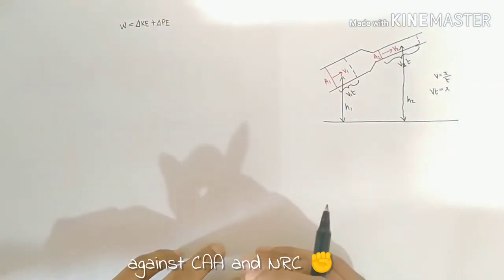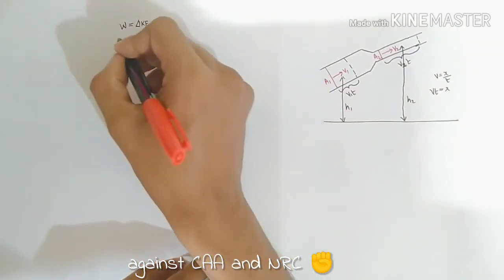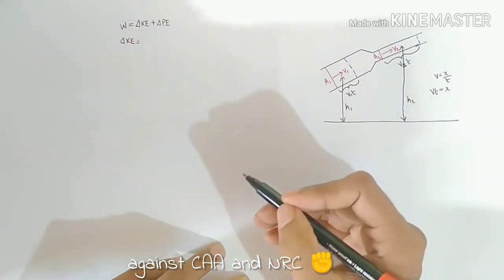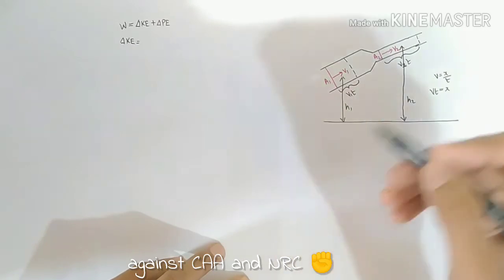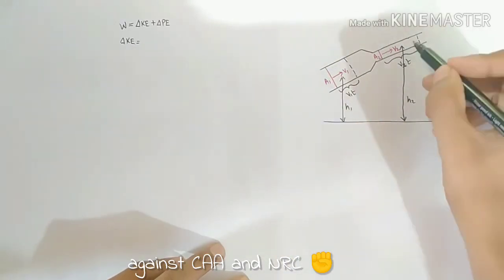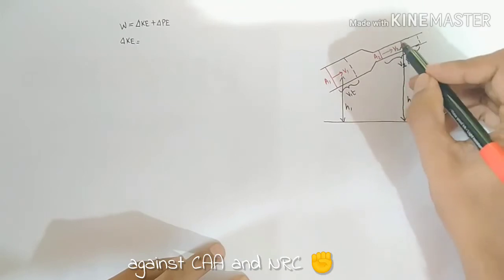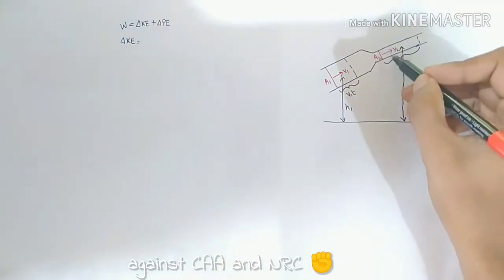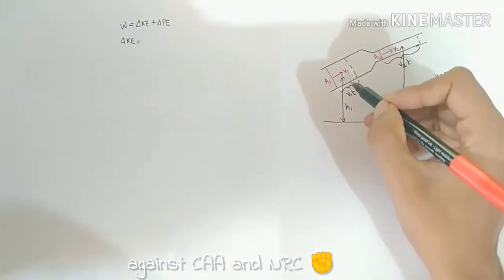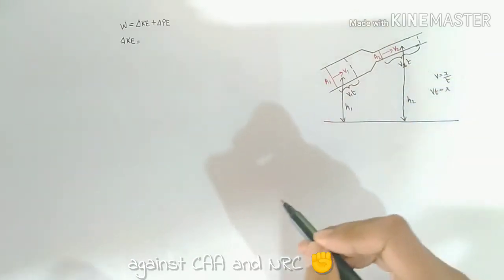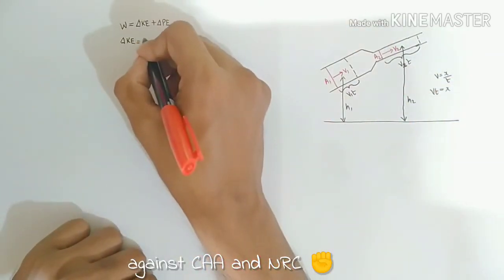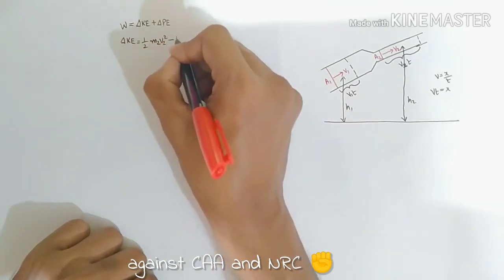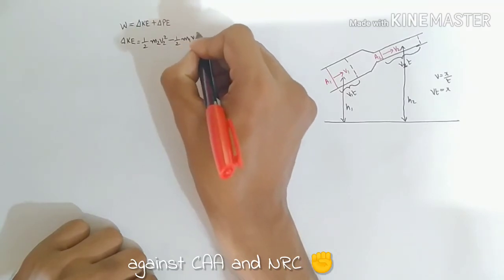Then what is the change in kinetic energy? We could write change in kinetic energy as final kinetic energy minus initial kinetic energy. We know the expression for kinetic energy is half mv square. The kinetic energy over here will be half m2 v2 square, and the kinetic energy over here would be half m1 v1 square. The change in kinetic energy, I'm writing like this: half m2 v2 square minus half m1 v1 square.